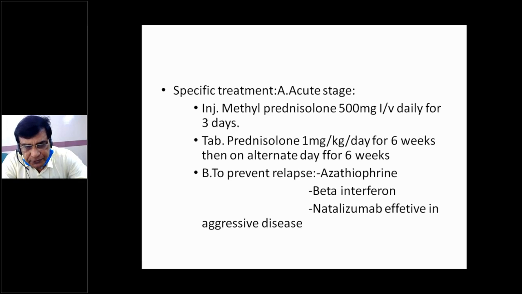So, in acute stress, the patient should be treated by injection methylprednisolone 500 mg to 1 gram IV daily for 3 to even 5 days we can give it, and it can be repeated after 3 months if symptom recur. And to prevent relapse, azathioprine is the drug of choice, but beta interferon and natalizumab, though better drugs, are very much costly.